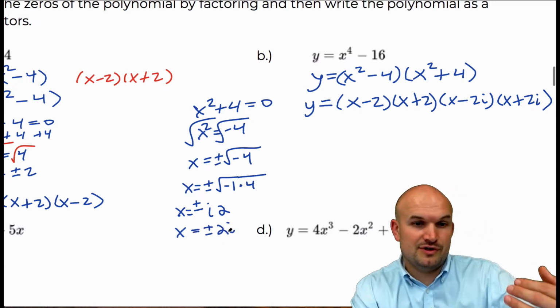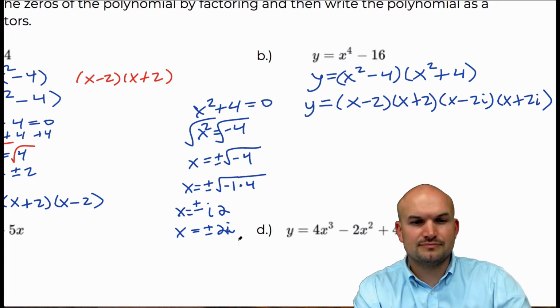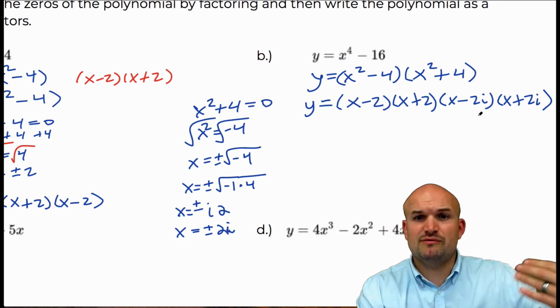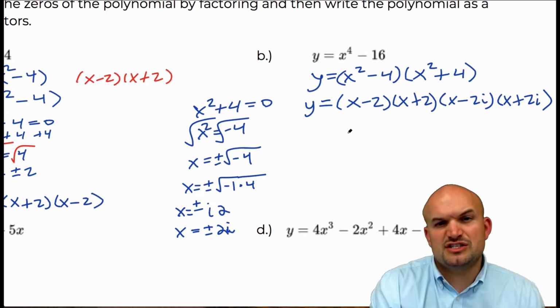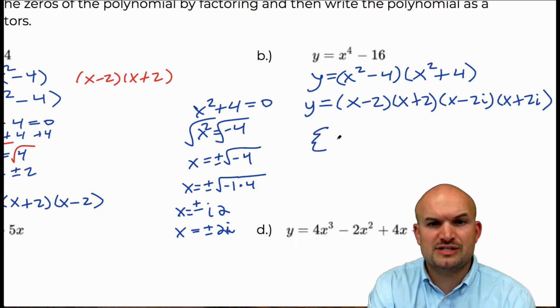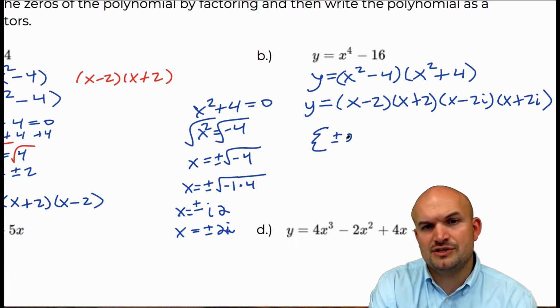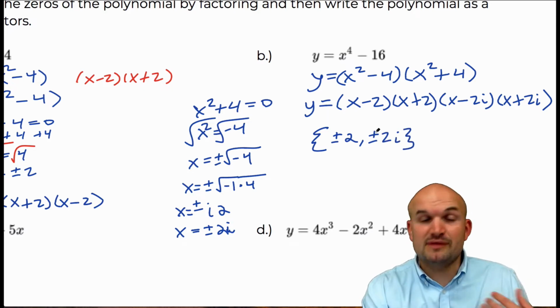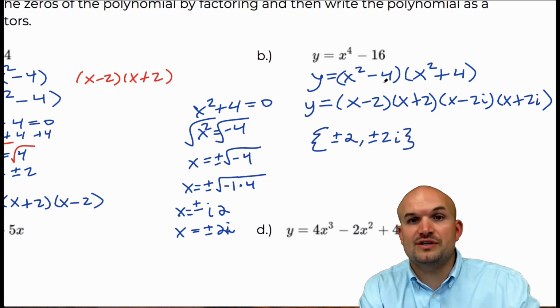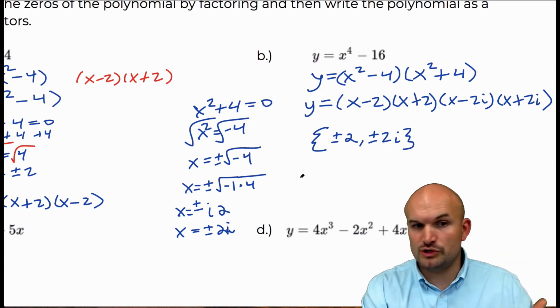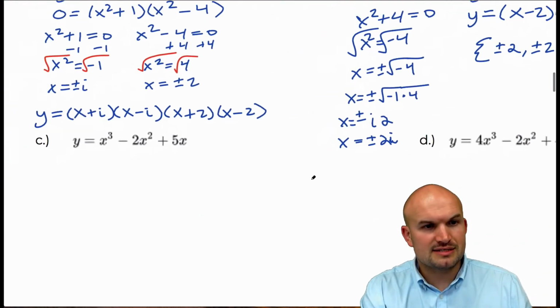And now that you have the zeros, you can rewrite them back as factors. So let's go and write the set of the zeros. So I have plus or minus 2 and plus or minus 2i. And again, using the fundamental theorem of algebra, we have 4 zeros and our degree is 4. So we're good. All right, moving on to the next one.